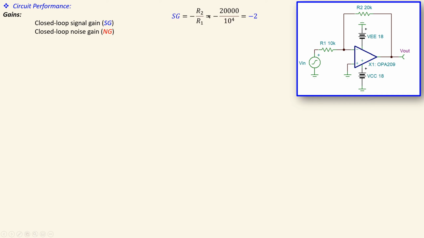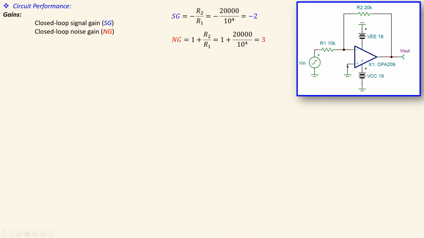So for the signal gain, we know the formula for that one is the feedback resistance divided by the input resistance, of course with the minus, because this is an inverting amplifier. So we have minus 20,000 over 10,000, which will be minus 2. That will be the signal gain. But now an important thing, which is actually different than the first example: the noise gain is always taken from the non-inverting input of the op-amp.